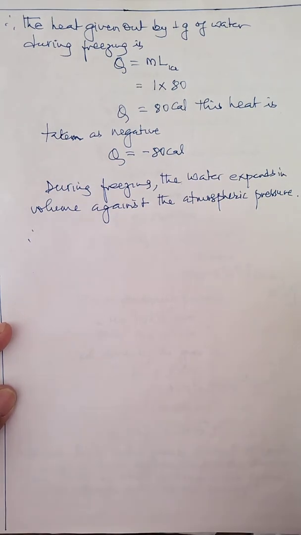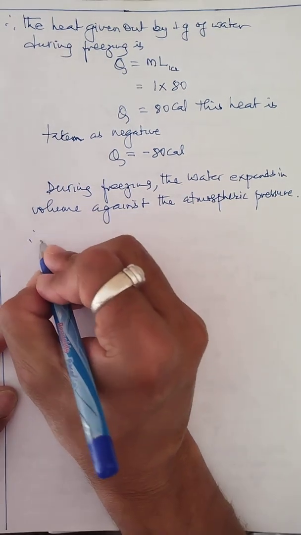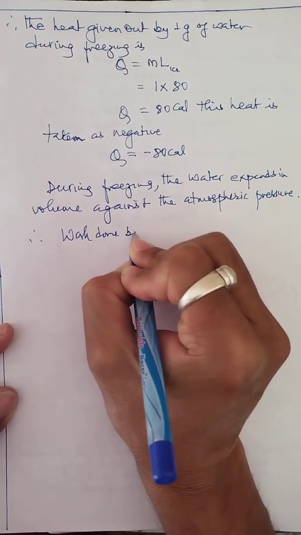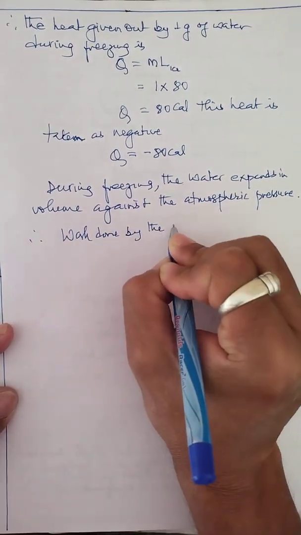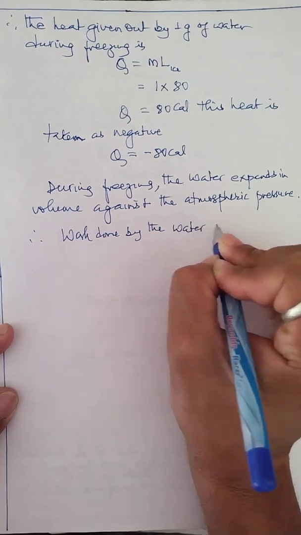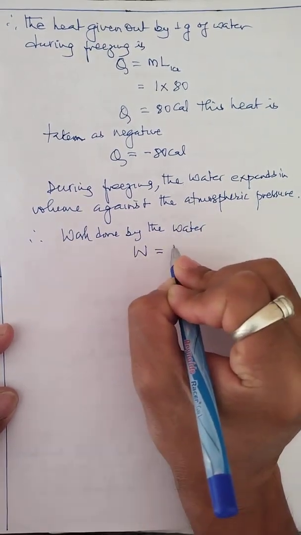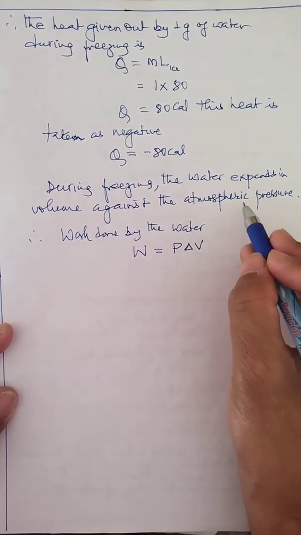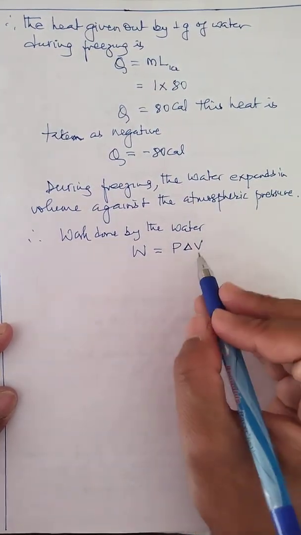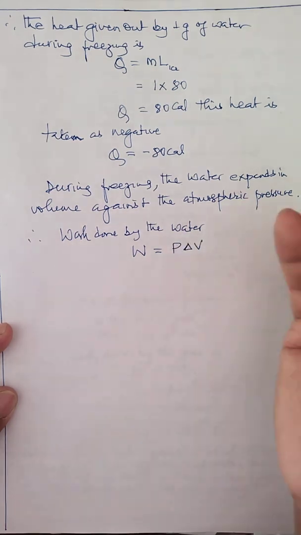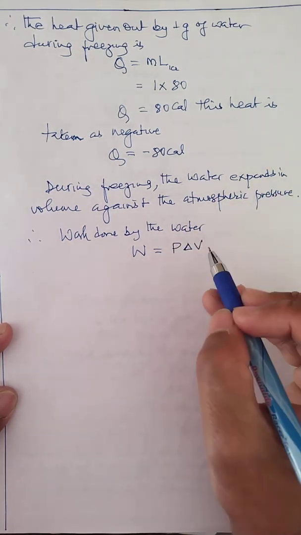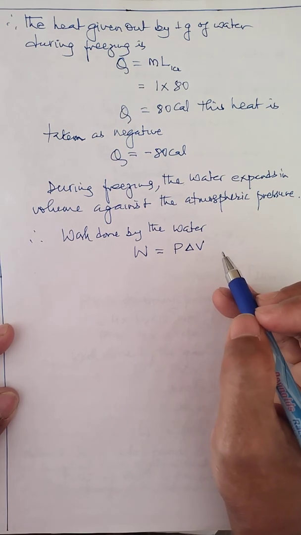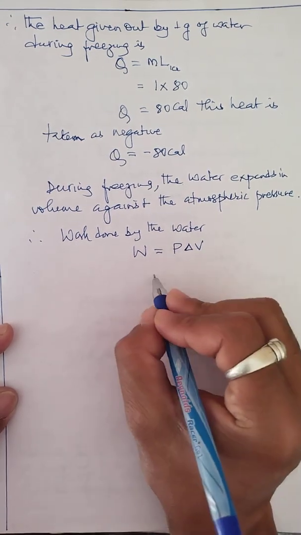There is work done by the water, and that work done I calculate. So I write down work done by the water, and that work done is given by W equals P delta V. So children, against the pressure means at a constant pressure, the volume of the water increases from 1 centimeter cube to 1.091 centimeter cube. So definitely work is done by the water.